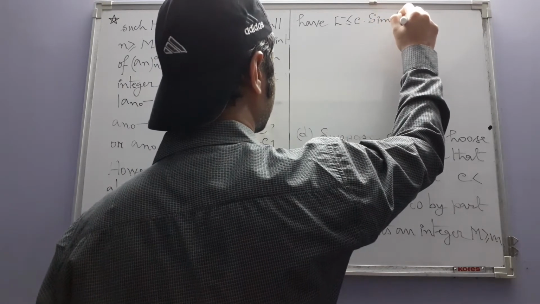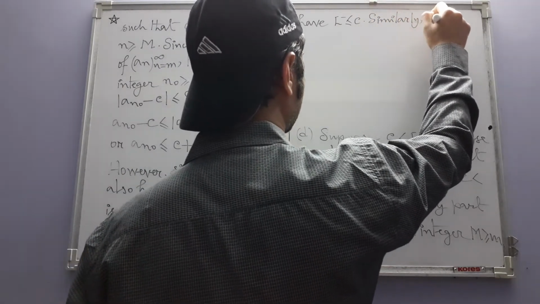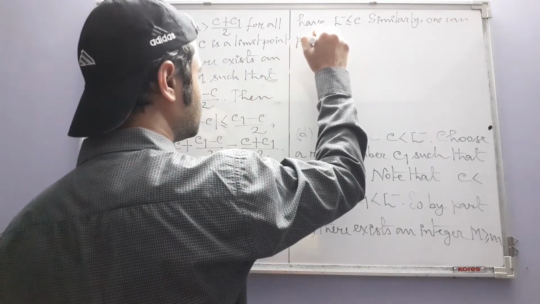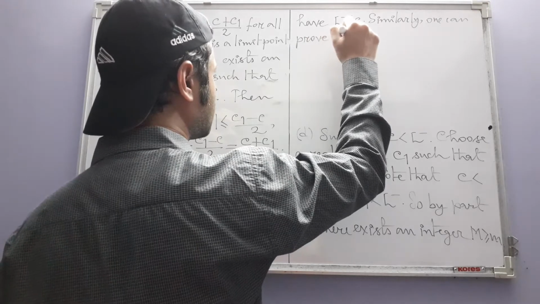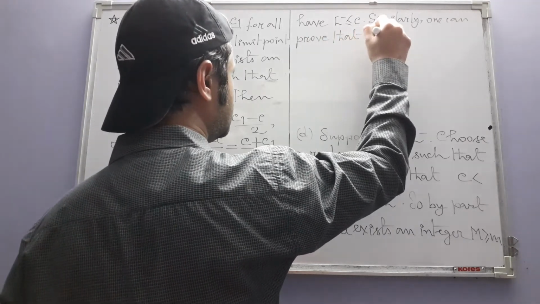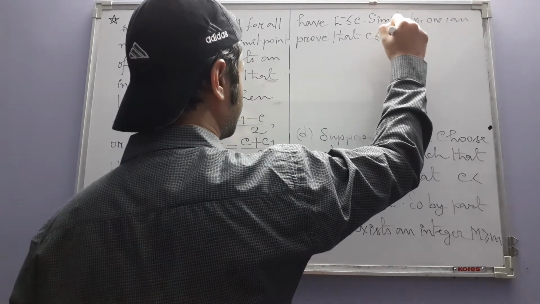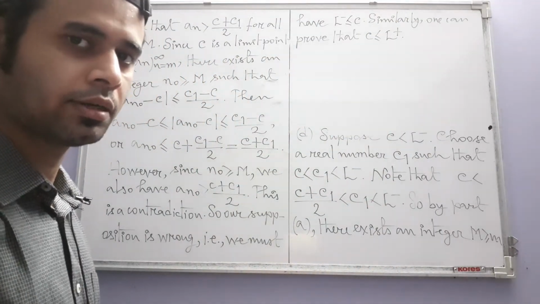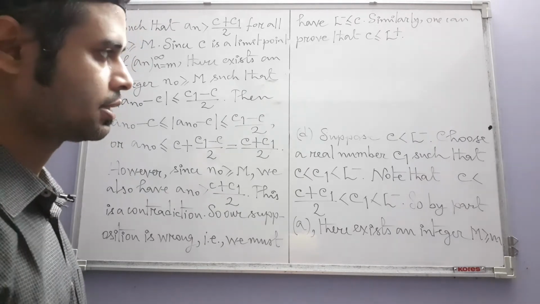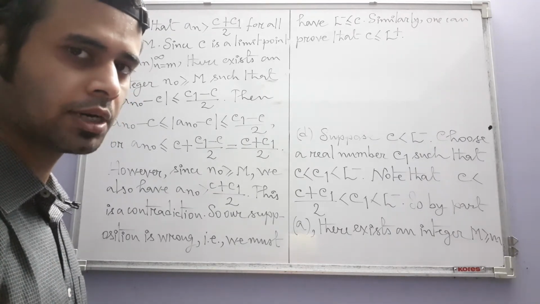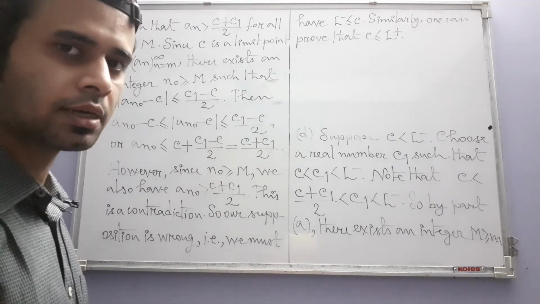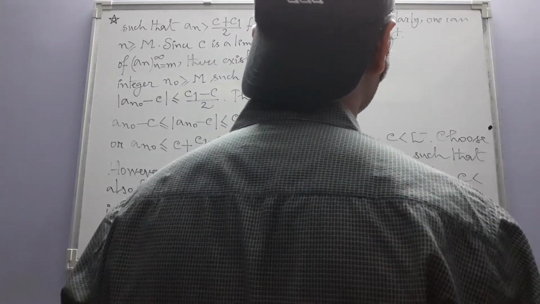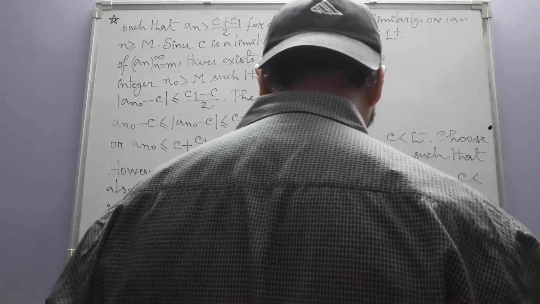Similarly, one can prove that C is less than or equal to L plus. These parts that we are leaving by writing similarly one can prove, you please try to do these things and see whether you get a similar result or you get stuck somewhere. If you get stuck, please let me know. Okay, so that is part D.